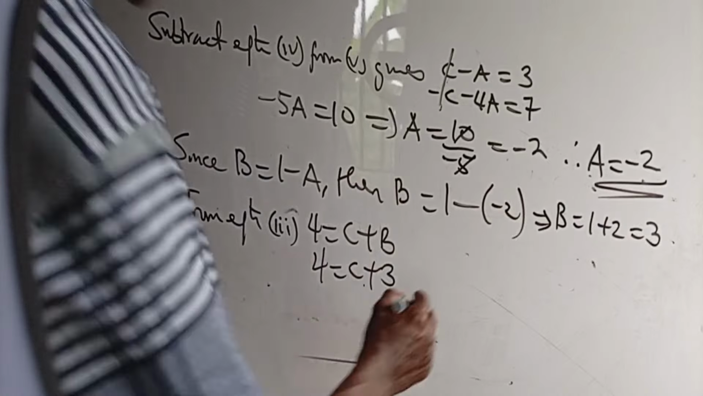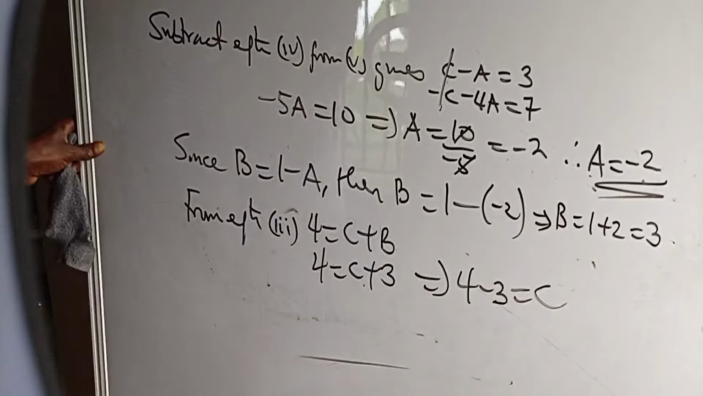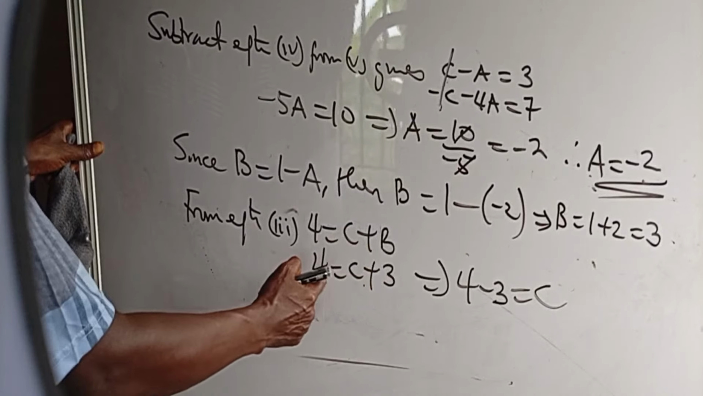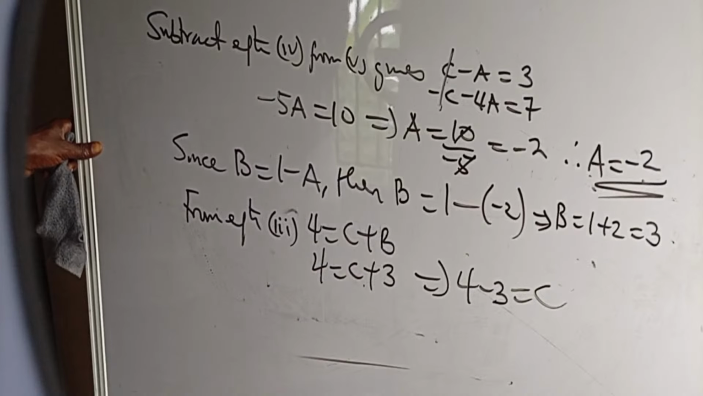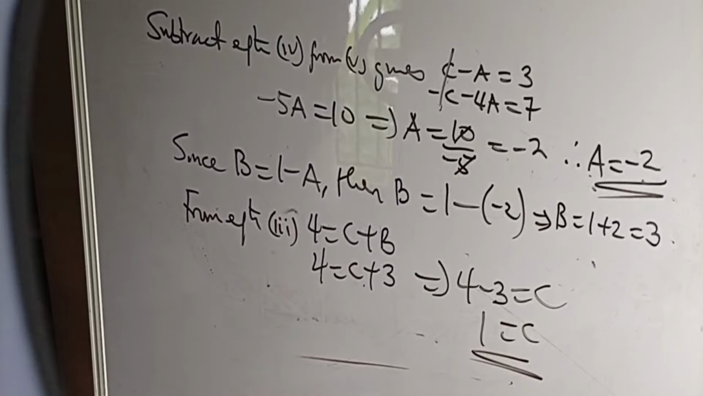So collecting like terms gives 4 minus 3 is equal to C. Because plus 3, when it comes here, it becomes minus. So 4 minus 3 equals C. So 1 equals C. So our C is 1. Our C is 1. So what next now?